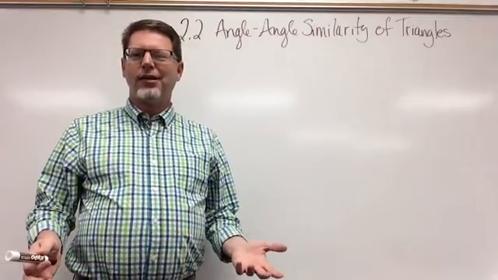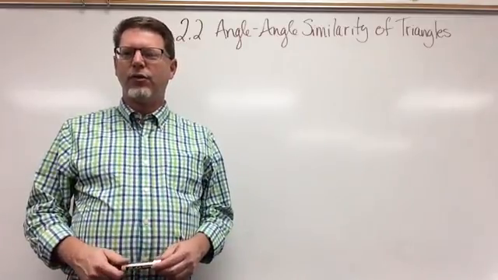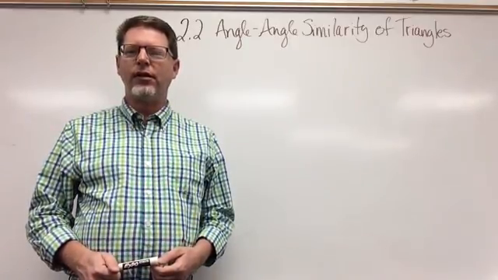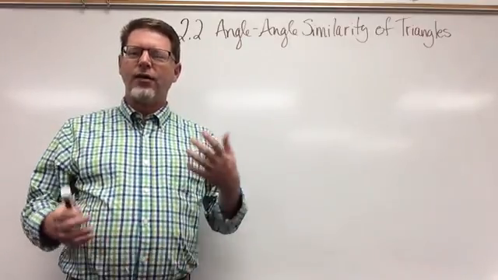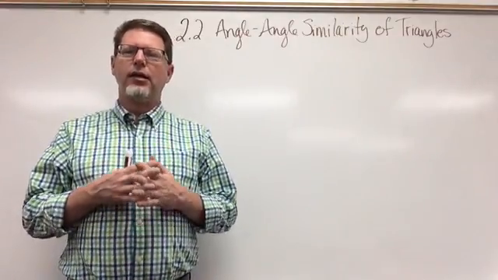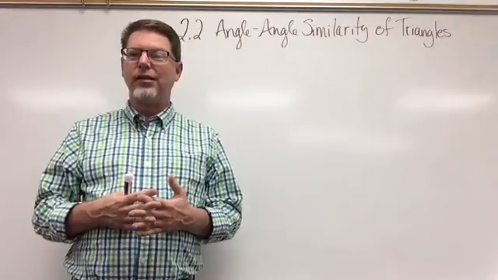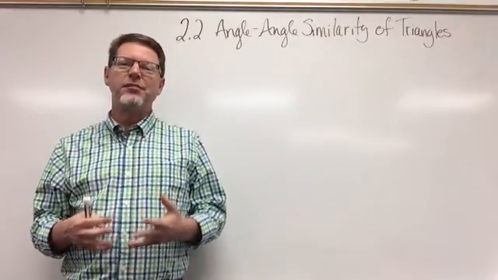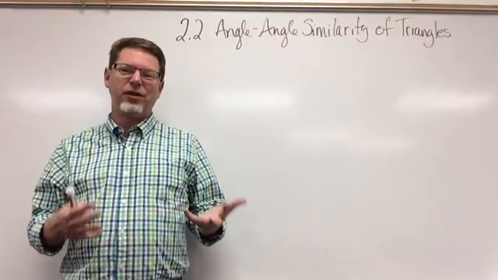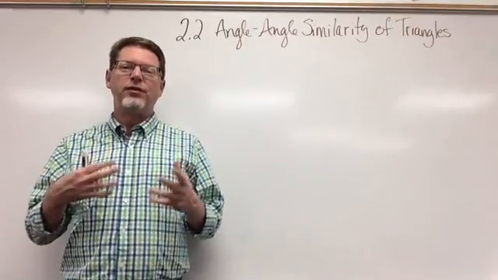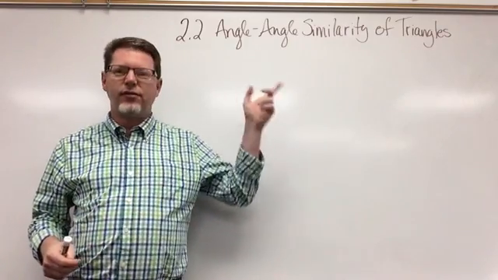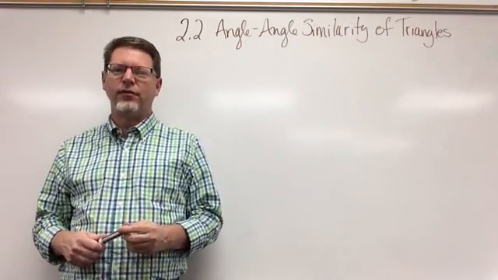Hello students. Today in this video we're going to look at section 2.2, which is angle similarity of triangles. Now in the last video we talked about similar polygons being proportional. The side lengths are proportional. Well, sometimes you don't know if the polygons, specifically in this case the triangles, are similar. You have to see if they're similar. And one of the ways we can see if they're similar is the angle similarity of triangles.